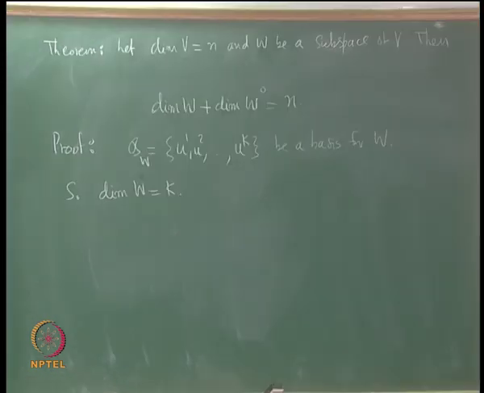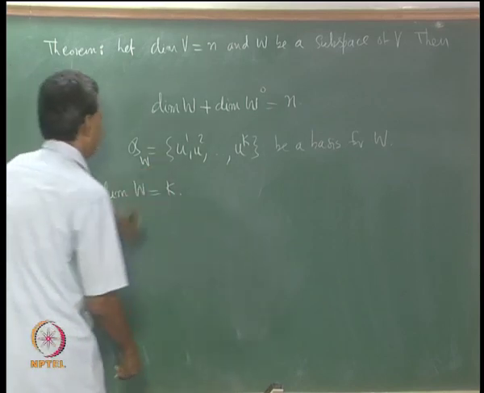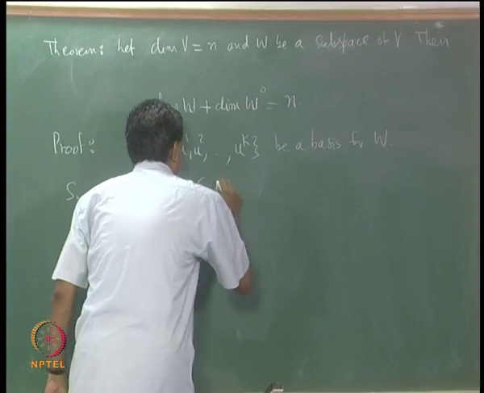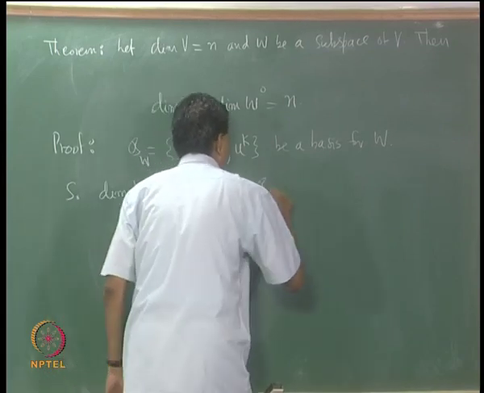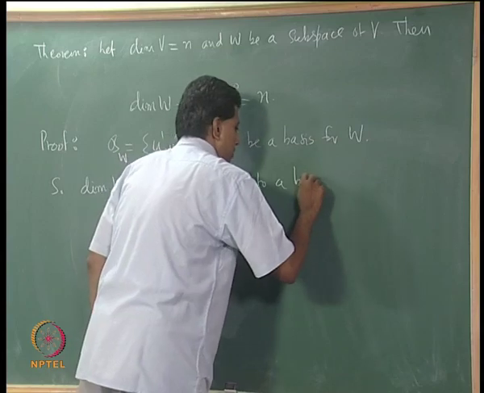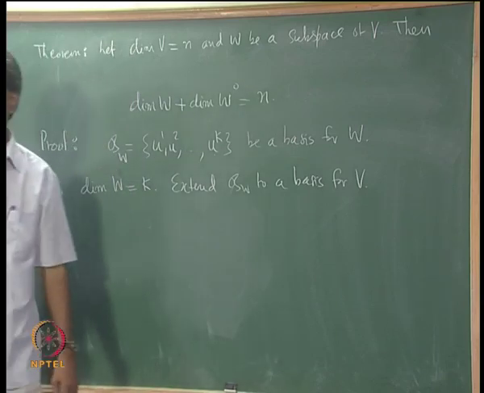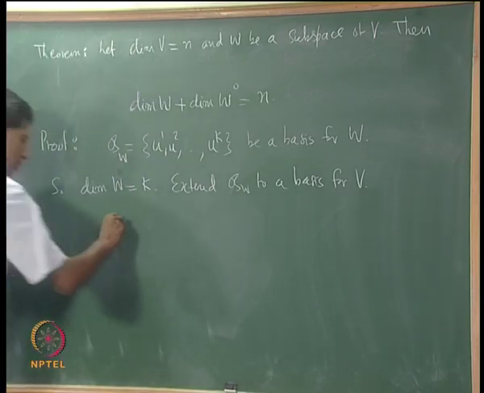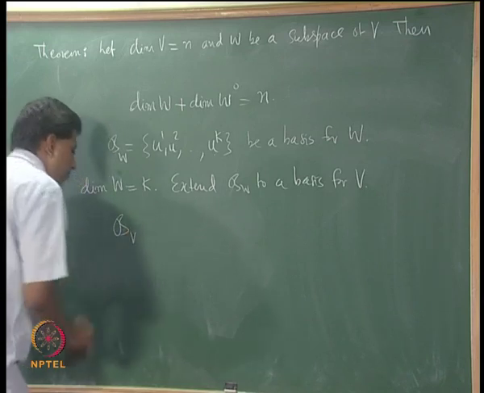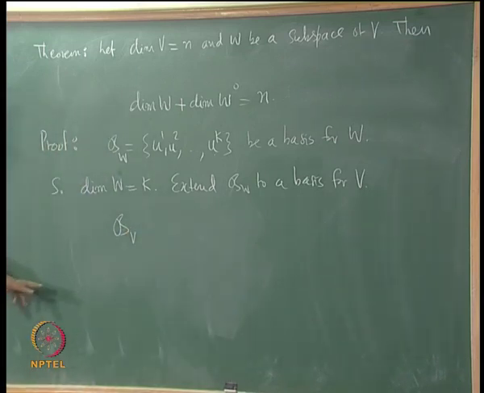Any basis, for that matter any linearly independent subset, can be extended to a basis of the whole space. So I can extend this, extend BW to a basis for the whole space V. V is finite dimensional, so let me write BV for a basis for V.